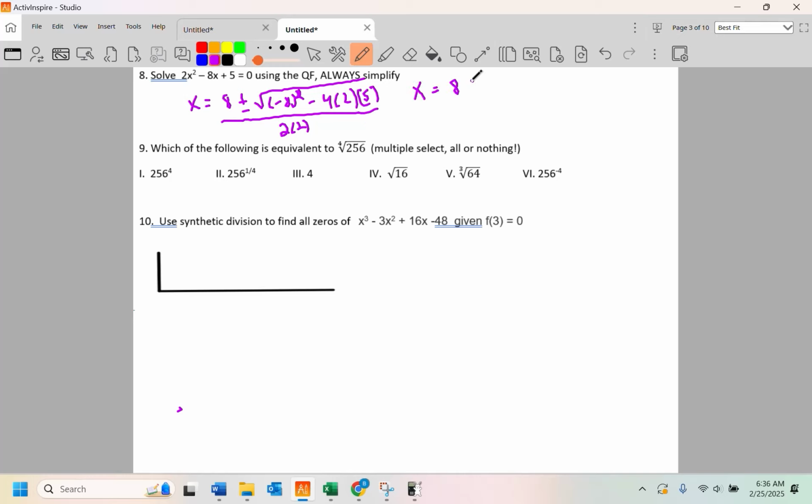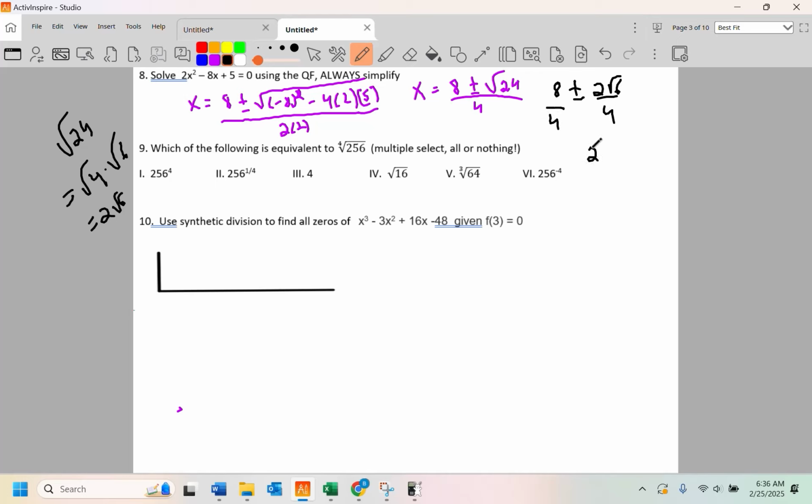So x is 8 plus or minus a root of 24 all over 2 times 2, which is 4. Now, root 24 is a root of 4 times a root of 6, which is 2 root 6. So 8 plus or minus 2 root 6, both pieces over 4. Final simplification, 8 over 4 is 2. 2 over 4 is a half. There's your 2 answers. It ain't hard.